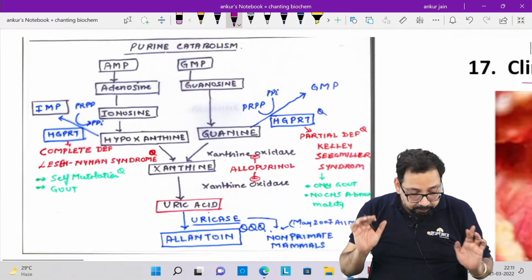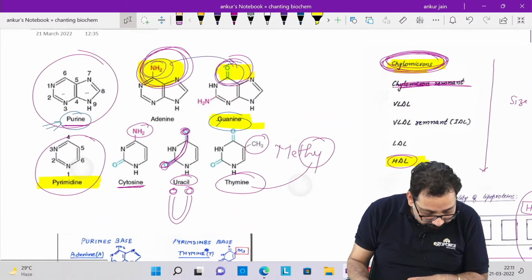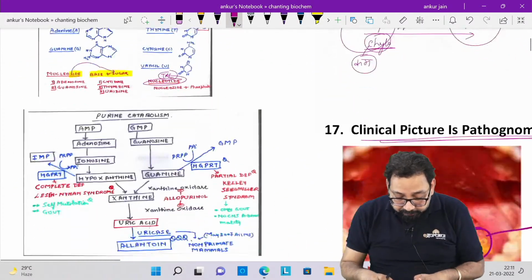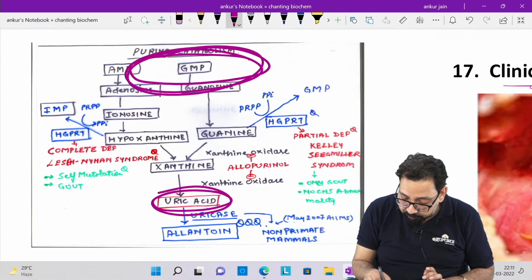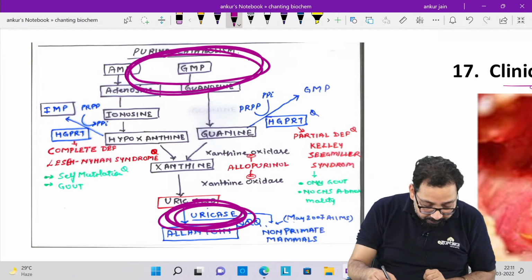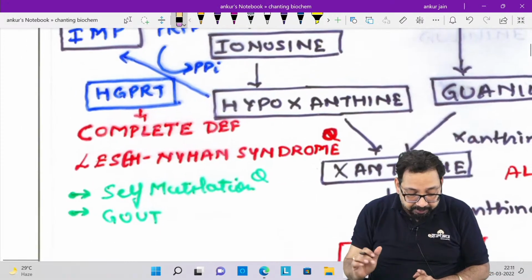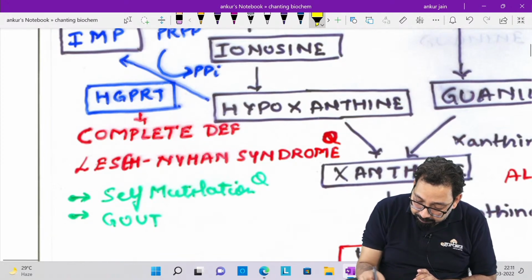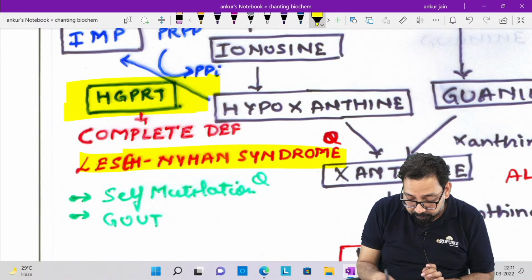Purine catabolism. Very good, Himanshu, you have given the correct answer. Adenine and guanine, if they catabolize, the product of purine catabolism is uric acid. And a question is asked about one enzyme, the name of the enzyme is HGPRT. If this enzyme is deficient, then Lesch-Nyhan syndrome.